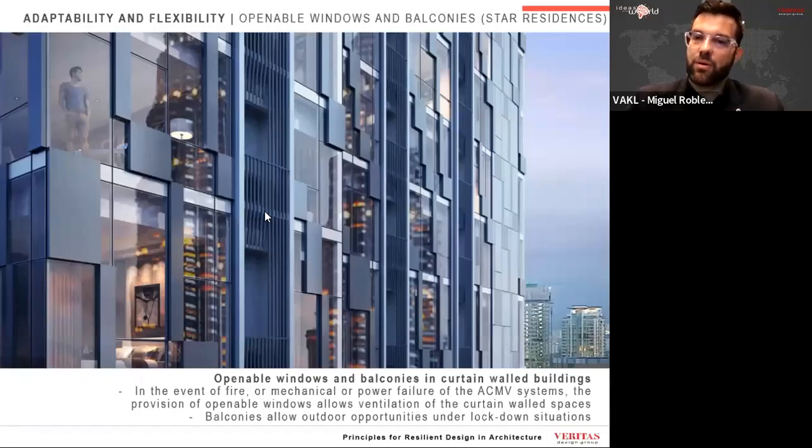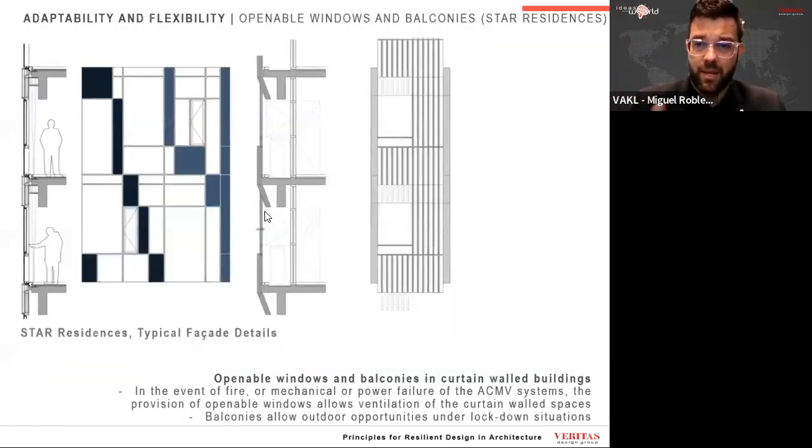This is a visual of our star residences in KLCC as well. The provision in this case of openable windows and balconies and aircon ledges, sometimes not preferred when doing curtain wall buildings, has also several benefits and advantages. You can see here a typical detail of the facade modulation and the aircon ledges detail.